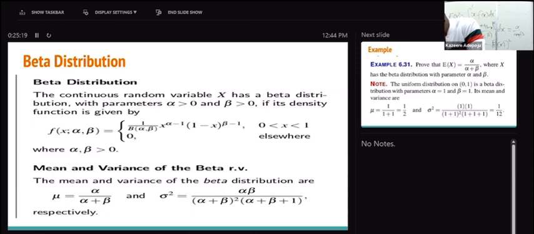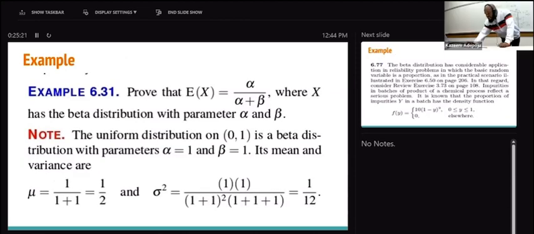Okay. Now, can we have an example here? If I take a look at the uniform distribution on 0, 1. Now, let me tell you this.